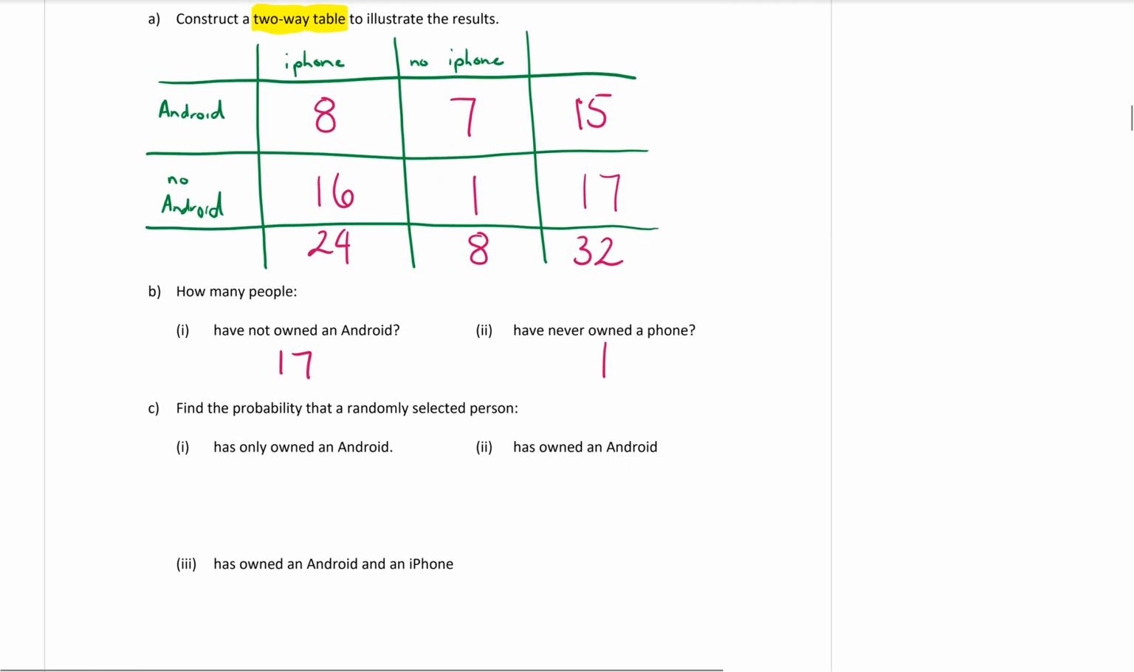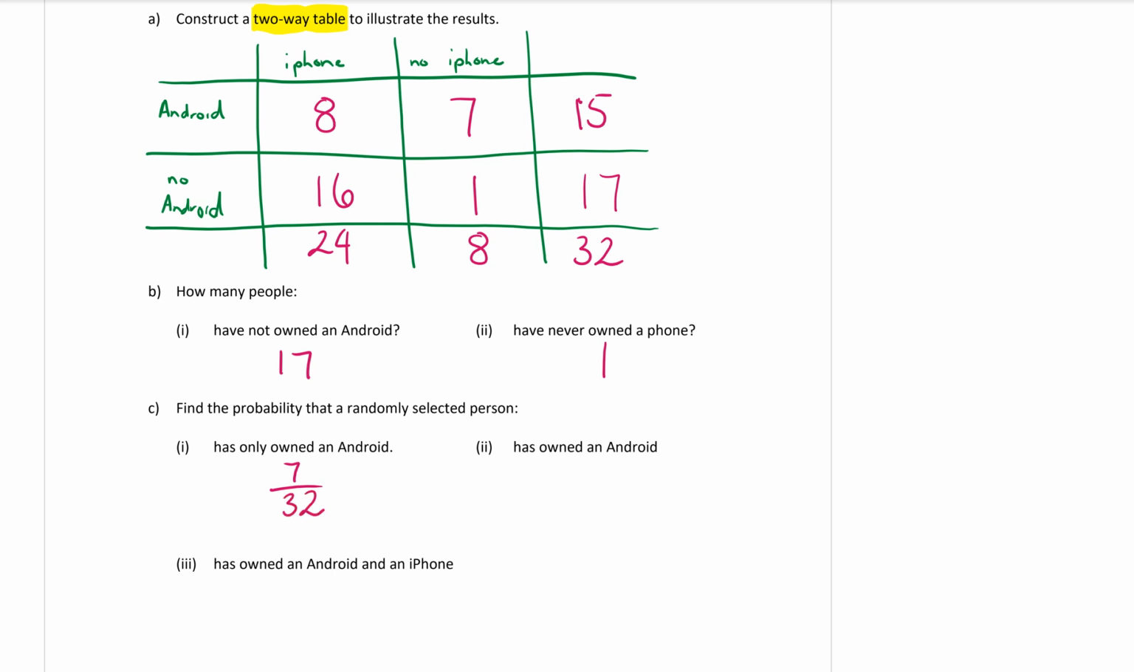Part C, find the probability that a randomly selected person has only owned an Android phone. So, Android phone has only owned an Android phone. No iPhone, so they can't have both. We don't want Android and iPhone. We want Android, but no iPhone. Means there is 7 people who have owned only an Android phone out of our total of 32 people.